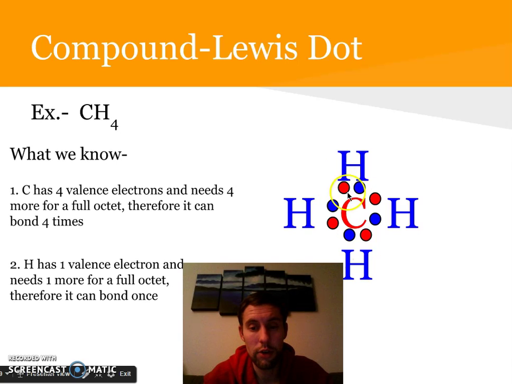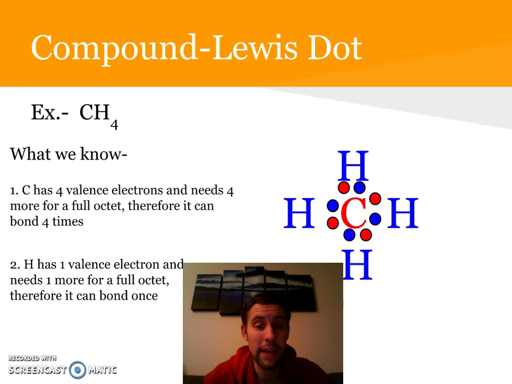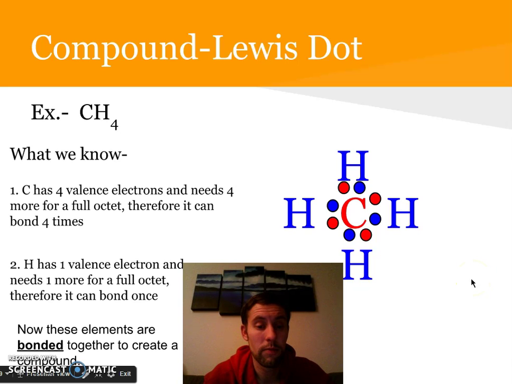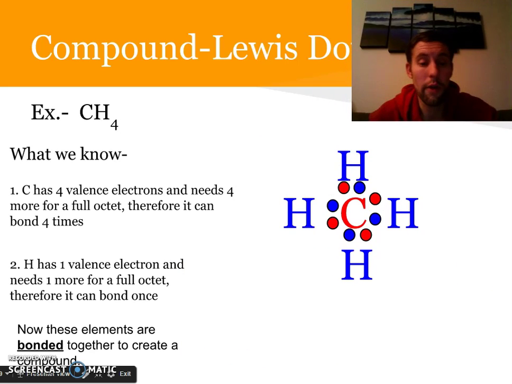Now we've got 2 for hydrogen, 2 for this hydrogen, 2 for the bottom hydrogen, 2 for the right hydrogen, and a total of 8 electrons for carbon, a full octet, which means it's good to go. Both our hydrogens and our carbon, a full octet, they are stable. That's a full Lewis dot structure for CH4. Once you have them all in the full octet, that's a correct Lewis dot structure. So once you say that, then you know that they're bonded together to make the correct compound.